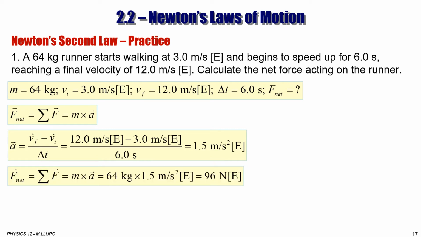Then we're ready to calculate F net, or sum of all forces. It is equal to m times a: 64 kilograms times 1.5 meters per second squared east. The force is 96 Newtons east.